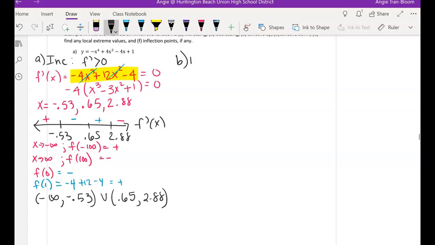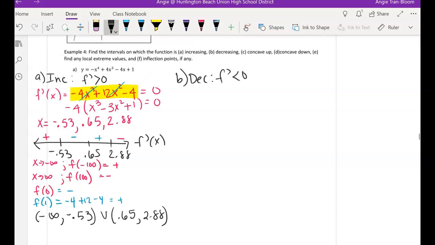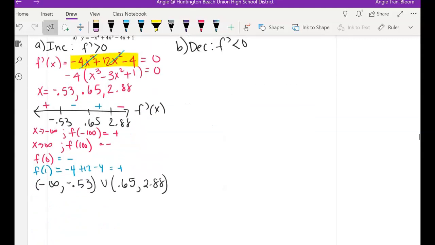B, so that's decrease, right? It's when the derivative is less than 0. That's B, yep. So based on my number line, it's less than 0 from negative 0.53 all the way to 0.65, or from positive 2.88 all the way to infinity.